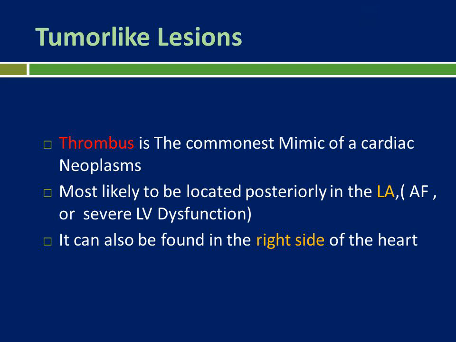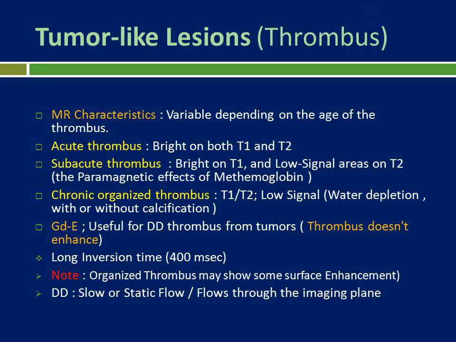Tumor-like lesions. Thrombus is the commonest mimic of cardiac neoplasms. Most likely to be located posteriorly in the LA, with AF or severe LV dysfunction. It can also be found in the right side of the heart.